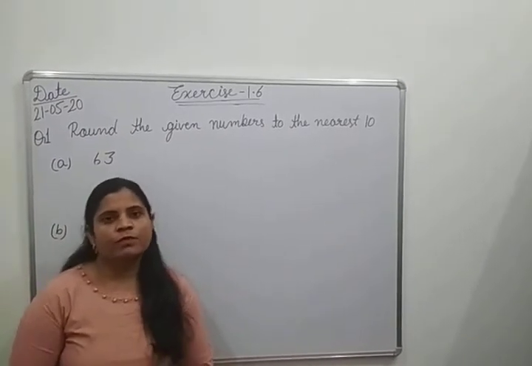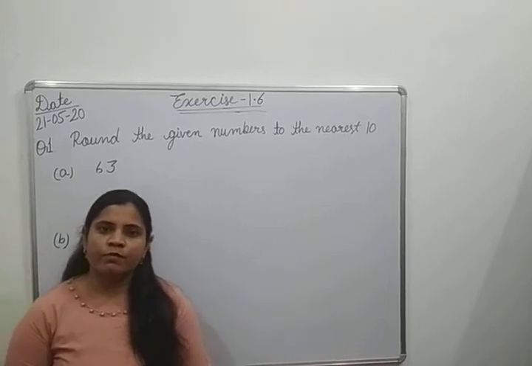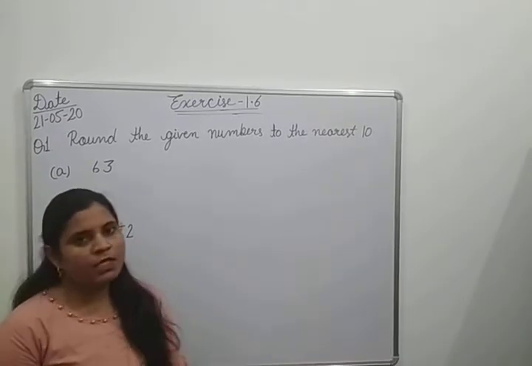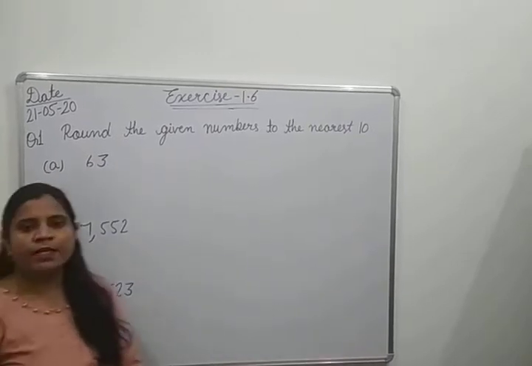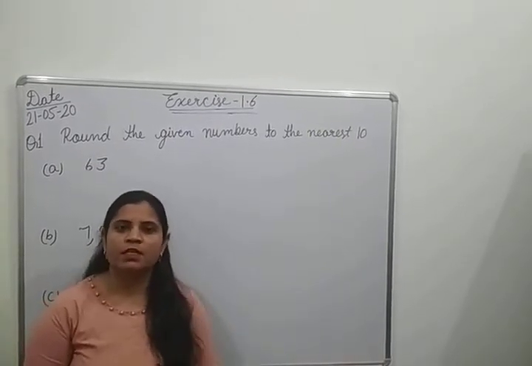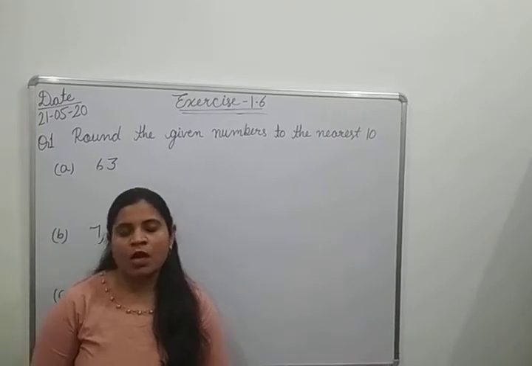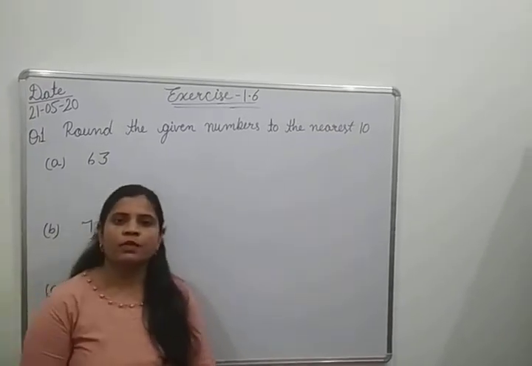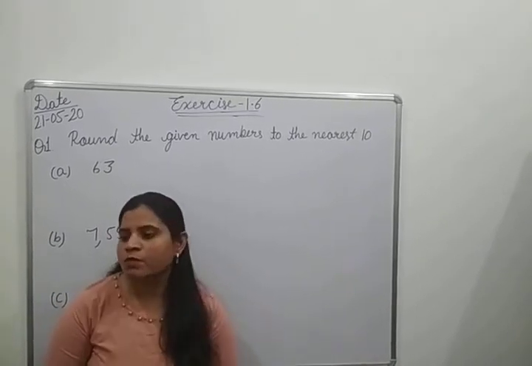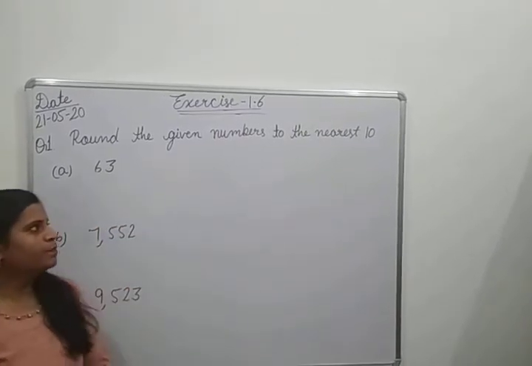In the previous video we have done exercise 1.5. Now we will do exercise 1.6. In exercise 1.6 we will find the nearest tens, nearest hundred and nearest thousand. How do we find the nearest tens, nearest hundred and nearest thousand? In the previous class also we have read about these.